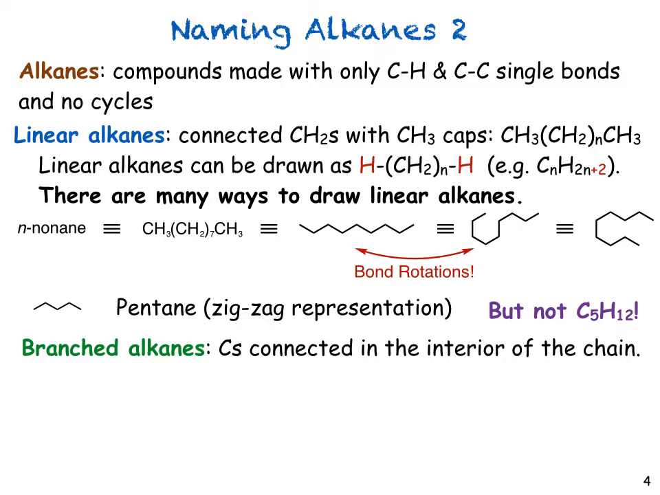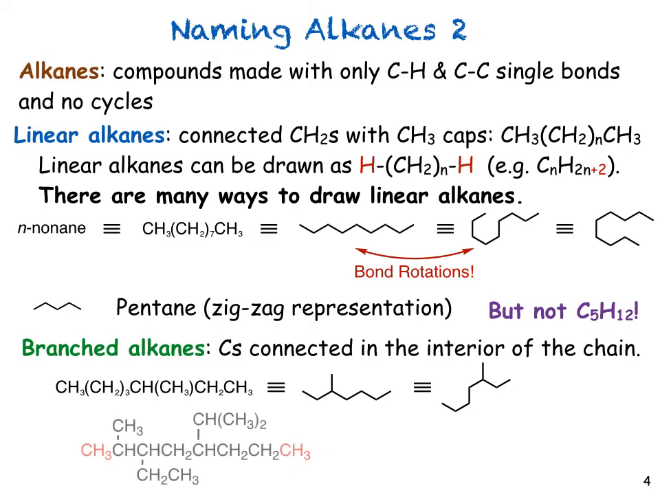Branched alkanes. Again, these have a carbon connected to one of the interior carbons, and here are some examples of that. These are all equivalent representations. They mean exactly the same thing. You can draw them in these ways. I typically prefer to draw the middle one, where I draw the longest chain in a zigzag, and then put the substituents on the longest chain. I don't fold around the carbons. I don't rotate bonds to get to the last structure on the right.